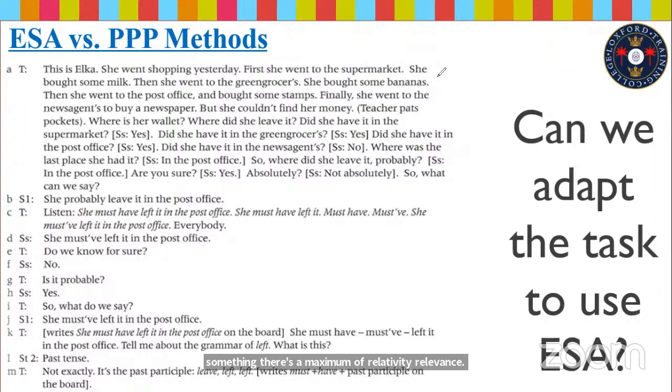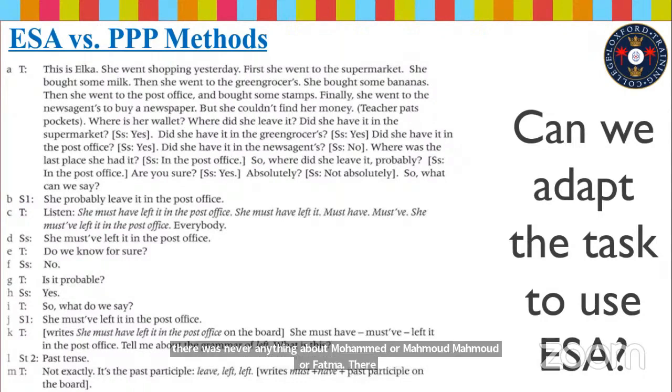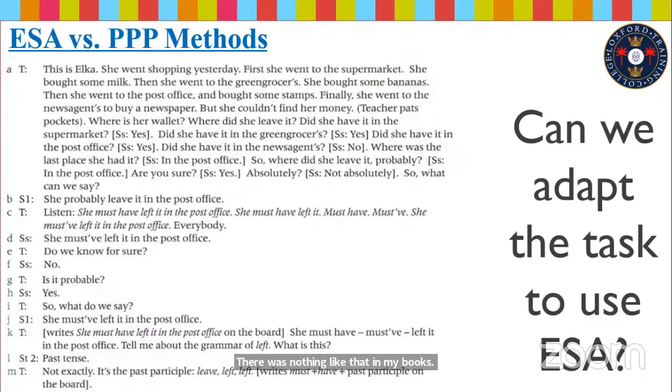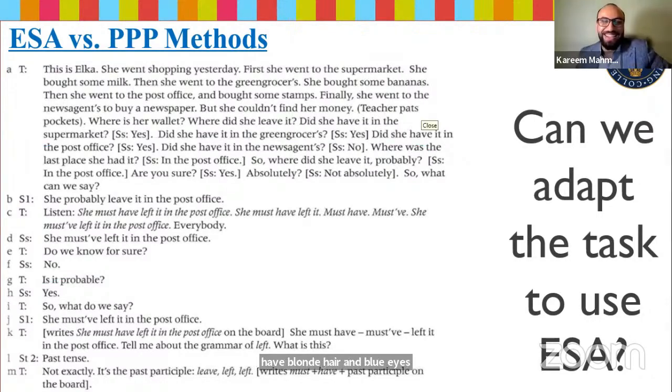Of course. I mean, I'm an American, and I was brought up with nothing but books telling stories of white Americans. I know I'm American, but there was never anything about Muhammad or Mahmoud or Fatma. There was nothing like that in my books. Everybody had blonde hair with blue eyes, and I don't have blonde hair and blue eyes. Yes, that's what we call in literature the idea of self and other.